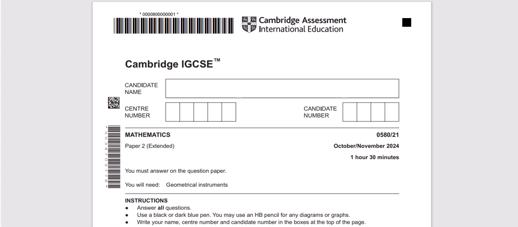Bismillahirrahmanirrahim. Today I am going to solve the past paper of IGCSE. The main subject is mathematics, paper number 2, also called the extended paper. The paper code is 1580 and the paper version is 21, which was held in October/November 2024. The total time of this paper is 1 hour and 30 minutes.